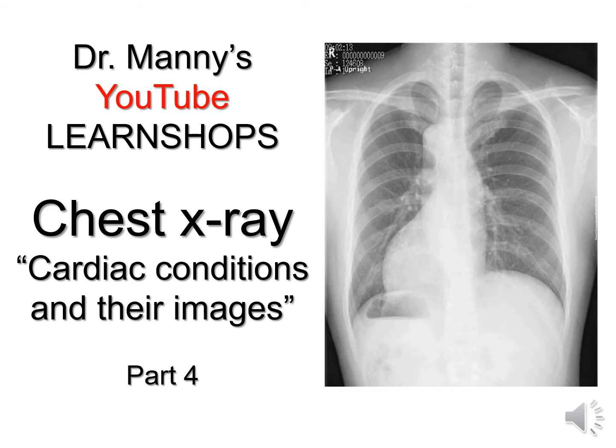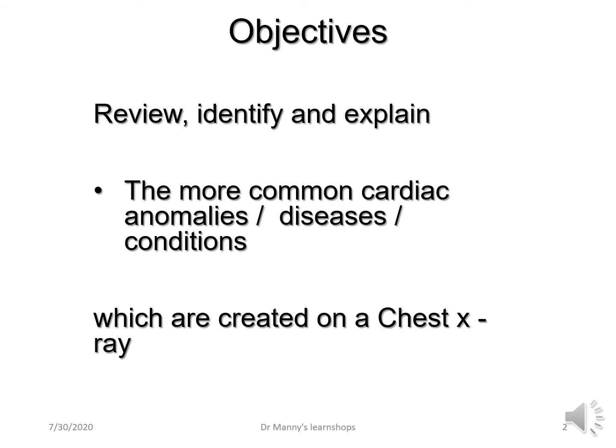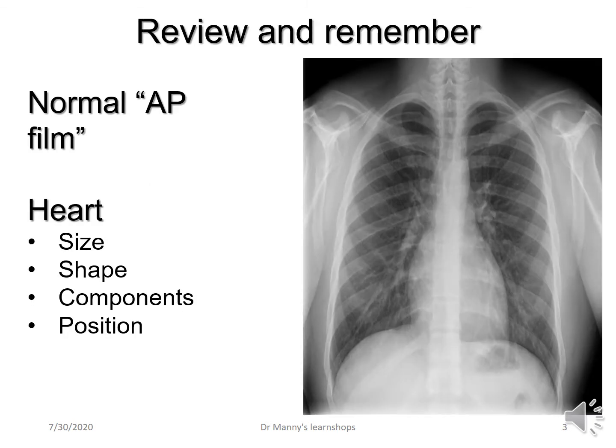What we're going to be reviewing in this session are cardiac conditions and the images that they create on a chest x-ray. This is part 4. The objectives for this session are to review, identify and explain the more common cardiac anomalies and diseases or conditions which are created on a chest x-ray. And this could involve neonates, pediatrics or adults.